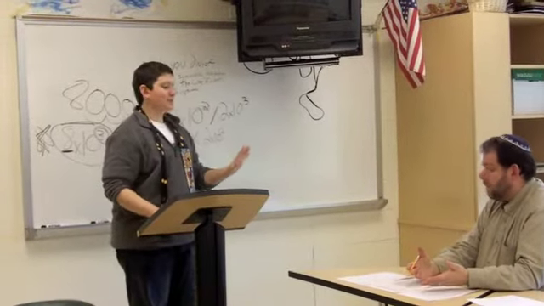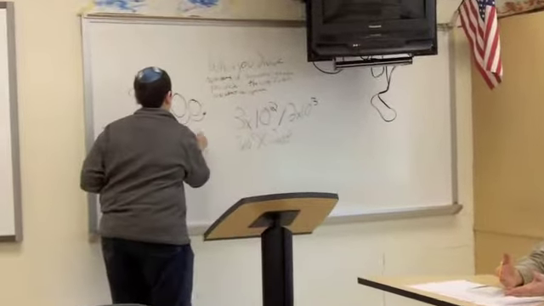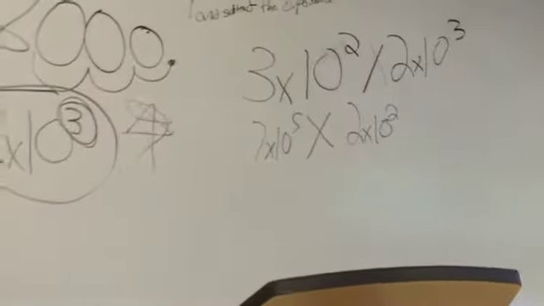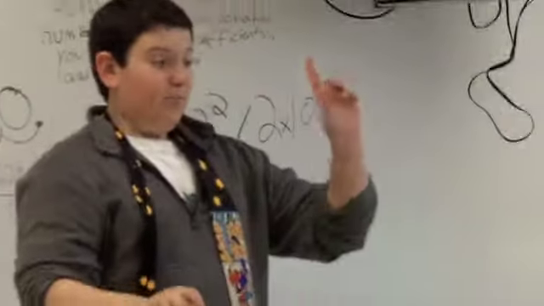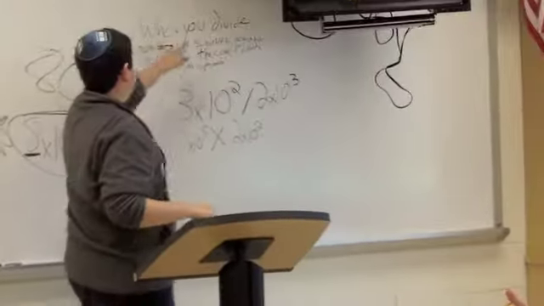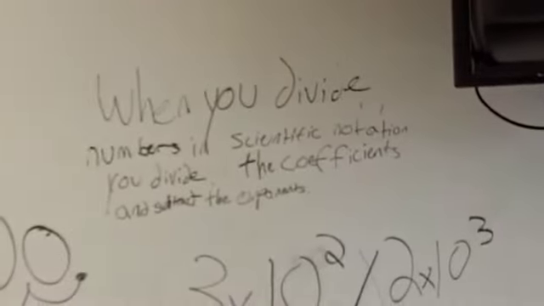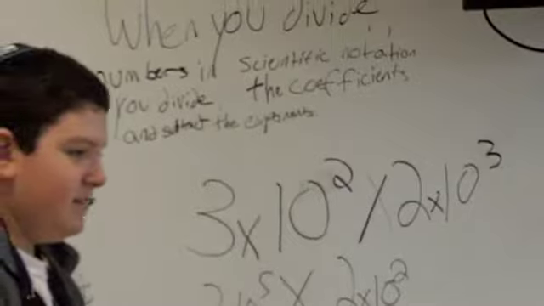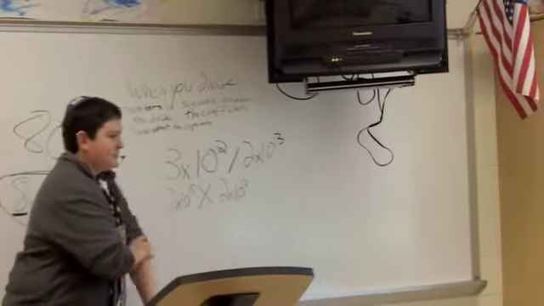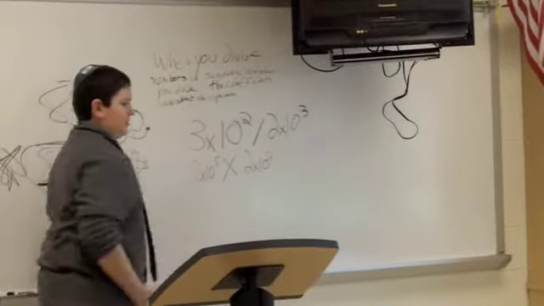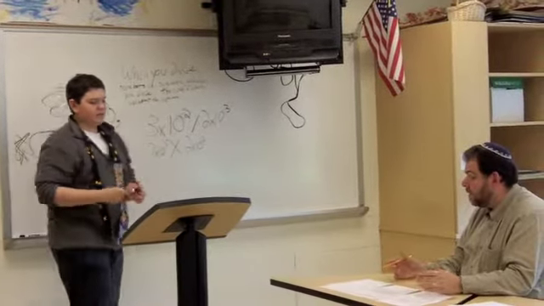Let's discuss the rule for dividing numbers in scientific notation. When you divide numbers in scientific notation, you divide, it's the opposite, coefficients, and subtract, the opposite, the exponents. But that kind of makes sense. Okay, good. So here's an example.